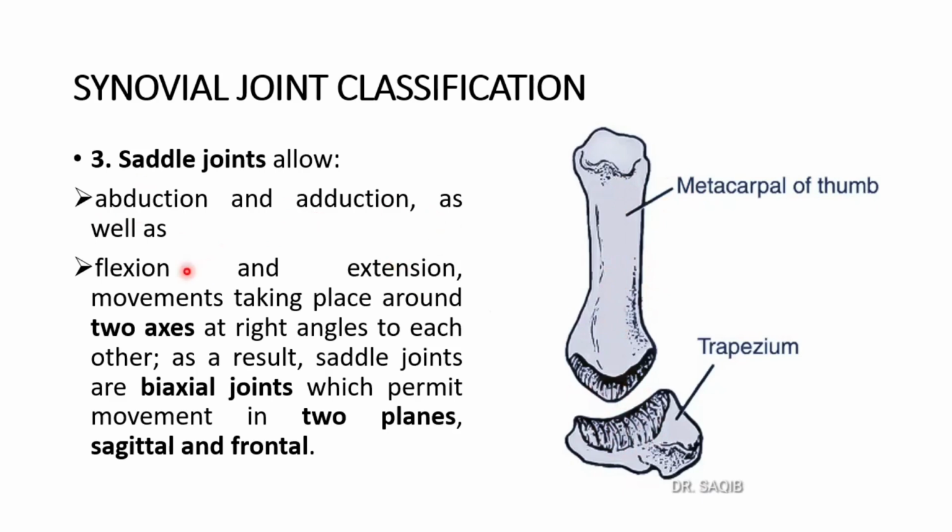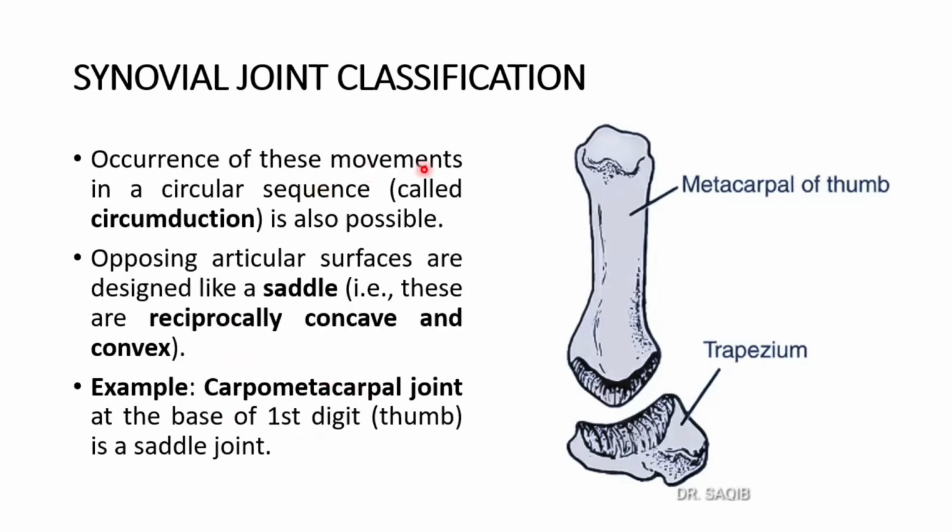Abduction and adduction take place here as well. Flexion and extension take place. They take place around two axes at right angles to each other. As a result, saddle joints are biaxial joints, which permit movement in two planes, the sagittal plane and the frontal plane. Occurrence of these movements in a circular sequence, called circumduction, is also possible, right? So remember the word circumduction. Opposing articular surfaces are designed like a saddle, that is, they are reciprocally concave and convex. You can see again, reciprocally concave and convex.